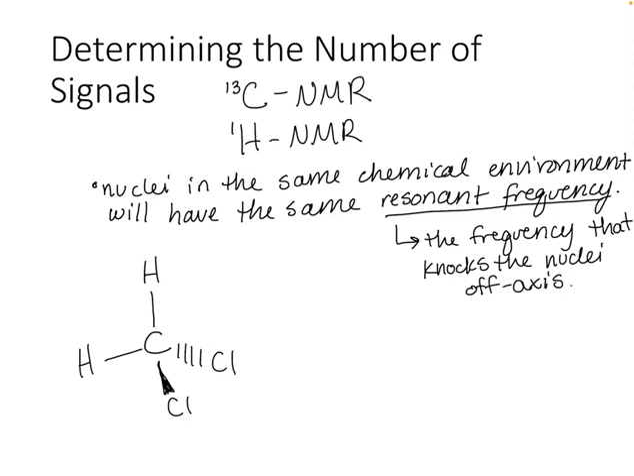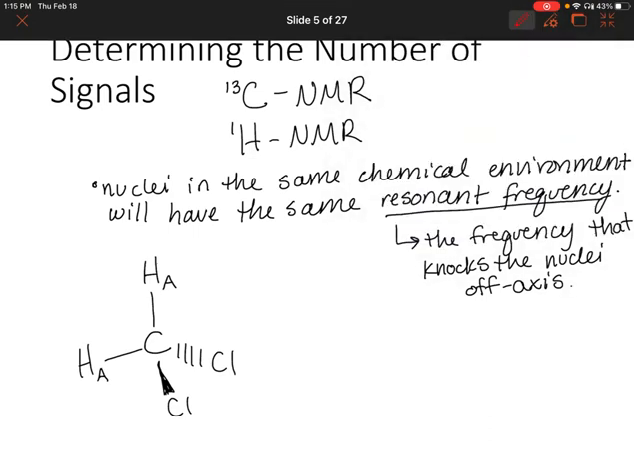So the hydrogen that's on the top, it's bonded to a carbon that's bonded to two chlorines. The other hydrogen is also bonded to a carbon that's bonded to two chlorines. So they're both in the same chemical environment. So I'm going to label both of these as hydrogen A. Now another way to look at this is that the molecule does have a plane of symmetry. So those two hydrogens are the same.